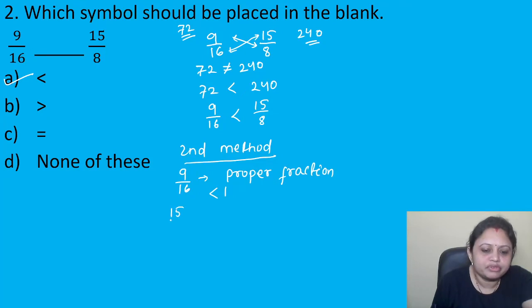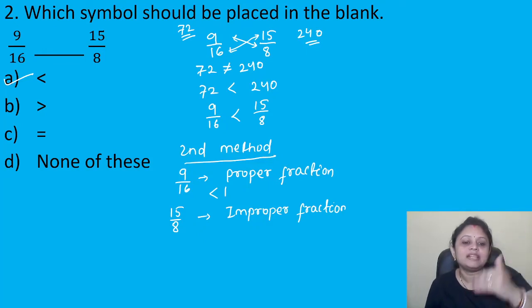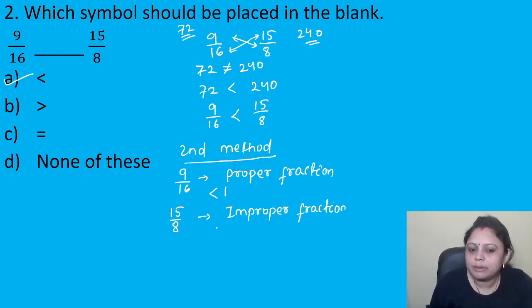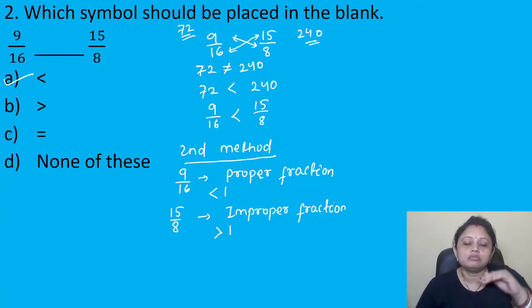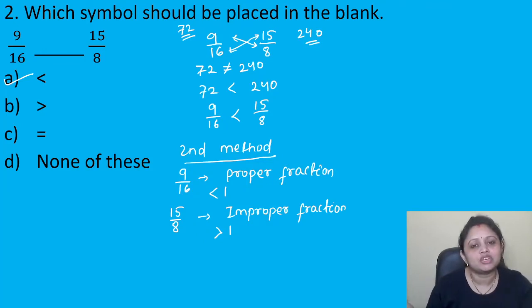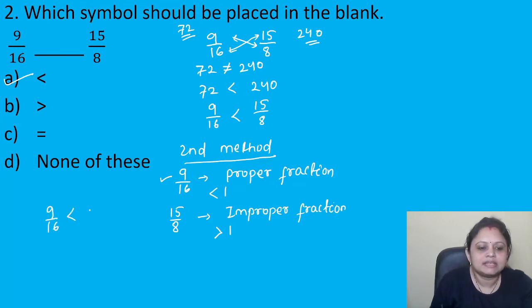And coming to 15 by 8, it is an improper fraction. In an improper fraction, the numerator is more than the denominator, and the value is always greater than 1. So proper fraction, numerator is less than denominator. Improper fraction, numerator is greater than denominator. So if 9 by 16 is less than 1, 15 by 8 is greater than 1. So clearly we can say that 9 by 16 is less than 15 by 8. Okay, so two methods are there. You can follow any of the methods.